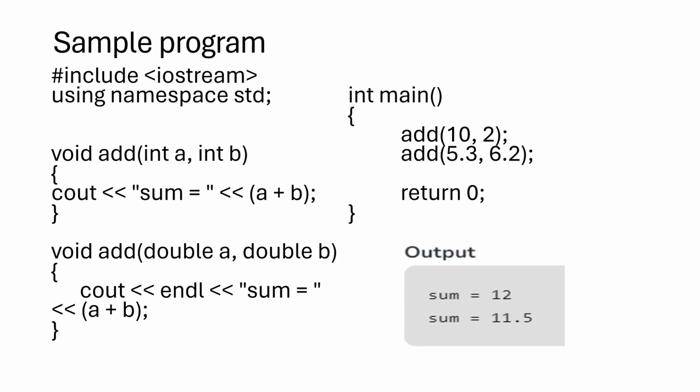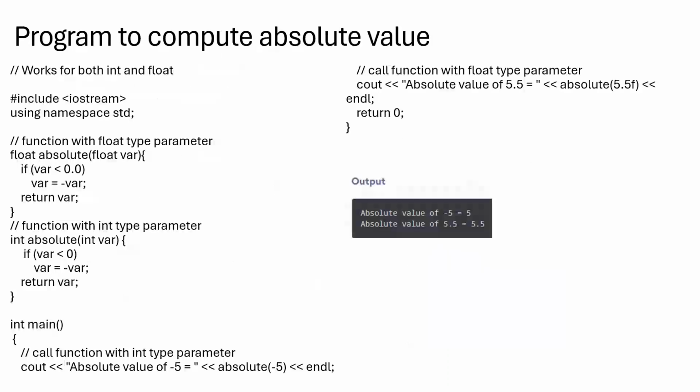Then in the main function, for the first function we give integers as input, and for the second function we give double values. This will be the output of this program. From this program, both functions add two numbers. We have the same function name, but the difference is the data type. One adds two integers, the other adds double numbers. The data type is different in this example.